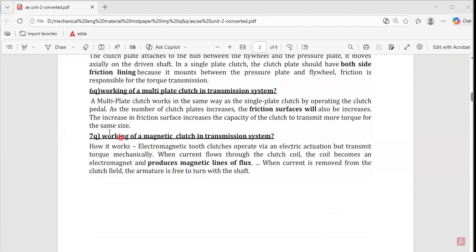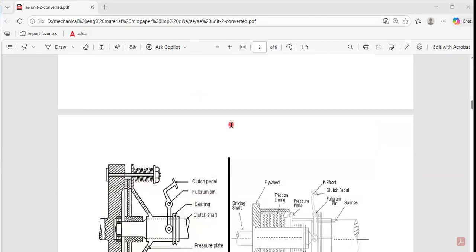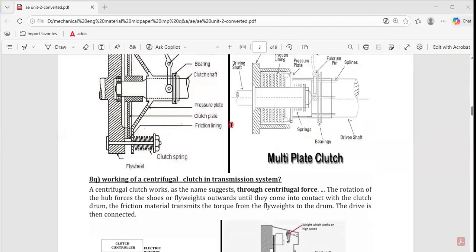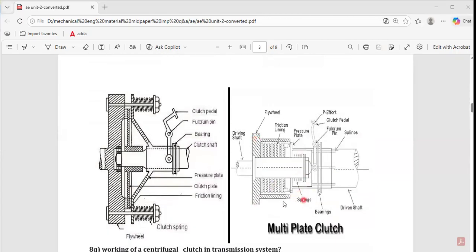Now I am writing the sixth question: working of a multi-plate clutch system in the transmission system. So you also have a multi-plate clutch system. Here you can see the diagram of this multi-plate clutch. This is one system, this is another system. One shaft, second shaft. This is the engine shaft, the driving shaft. This is the driven shaft. So two shafts are engaging and disengaging with the first shaft by using this effort here.